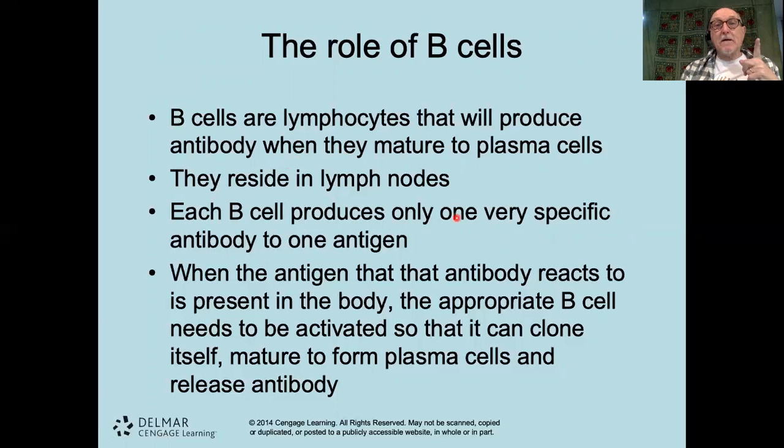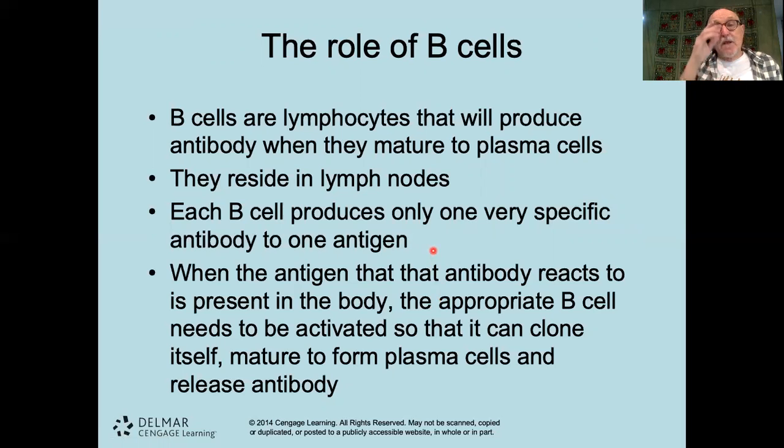So each B cell is only going to produce one specific antibody, but once the B cell is informed, your antigen is here, the B cell will clone itself frantically into thousands and thousands of very active plasma cells. So it produces a large amount of antibody to that specific antigen.